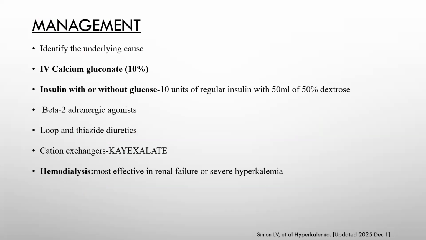Coming to the management, calcium gluconate 10%, 10 ml IV can be given over 2 to 5 minutes. They act within minutes. This does not reduce the potassium levels, it stabilizes the myocardium. And insulin with or without glucose, 10 units of regular insulin with 50 ml of dextrose. How does it act? Calcium gluconate stabilizes the myocardium, sir. No, no, how does it reduce hyperkalemia?